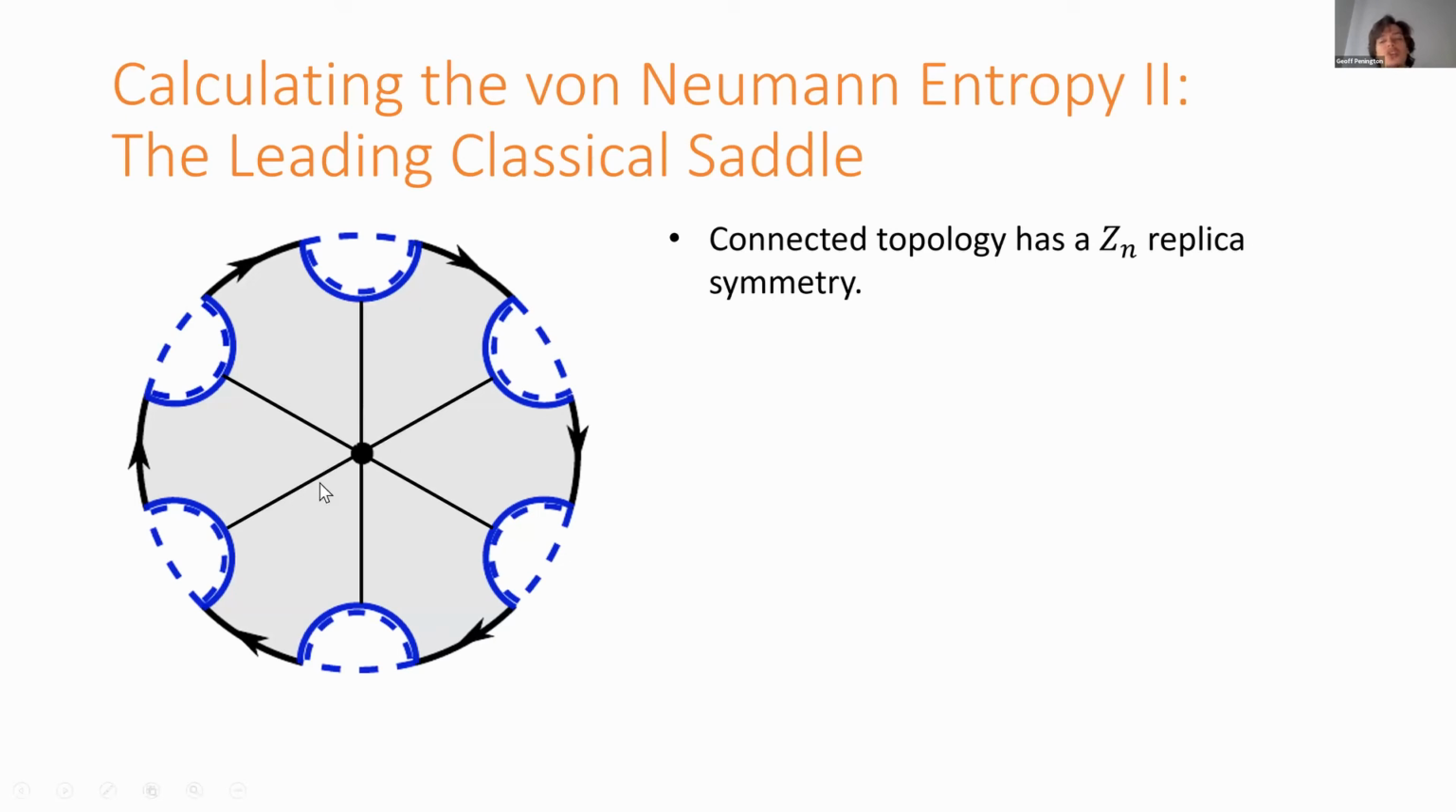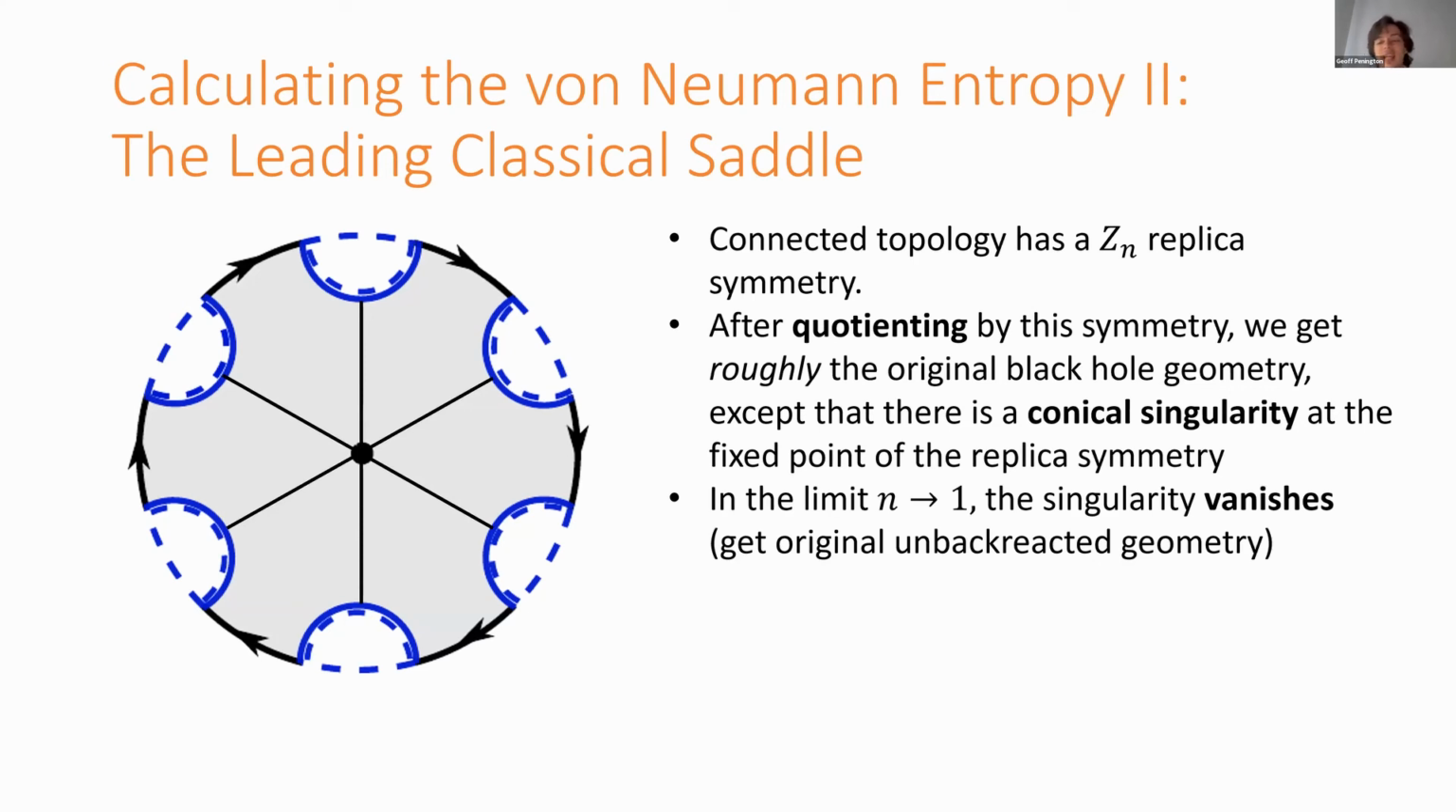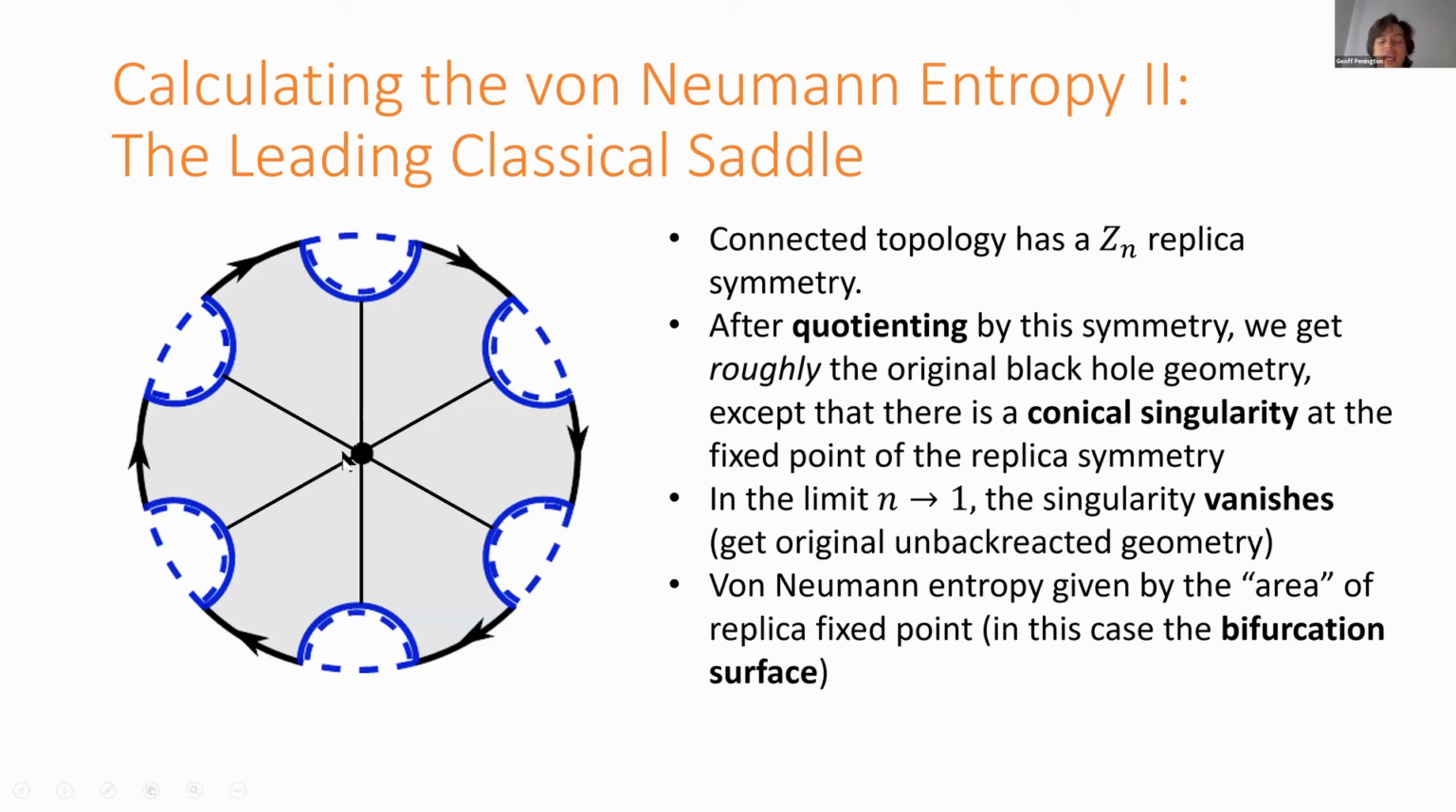So what does that mean? It means we can quotient out by that symmetry and just look at one of these little wedges and imagine gluing this thing here to this thing here. This now almost looks like the original black hole, except that we have a conical singularity from this fixed point. In the limit where we take n goes to 1, i.e. to get the von Neumann entropy, that singularity vanishes and we get back the original unbackreacted Euclidean black hole. But very close to n equals 1, you have a tiny backreaction. And it turns out that the von Neumann entropy is just given by the area of that replica fixed point, which in this case is the bifurcation surface. This is the original trick that Lewkowycz and Maldacena used to compute these sort of things. And it tells us that actually it's not just S naught, it's actually the Bekenstein-Hawking entropy.